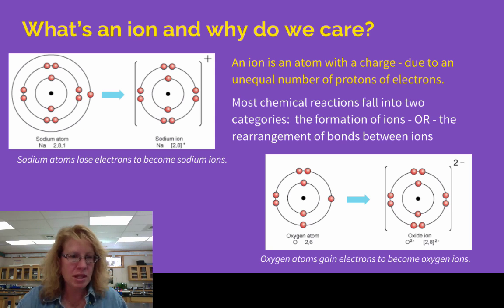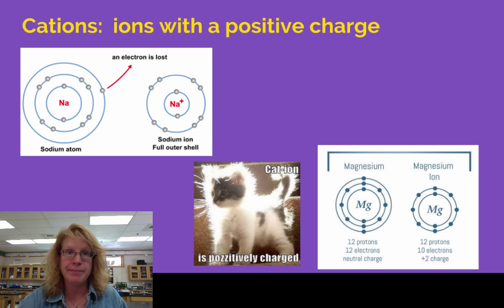But most of the chemistry that we deal with is either about atoms gaining or losing or sharing electrons of some sort, or potentially coming up with a new partner, rearranging some different bonds. So this formation of ions is really the underlying basis for most of what we do here in Chem 1.